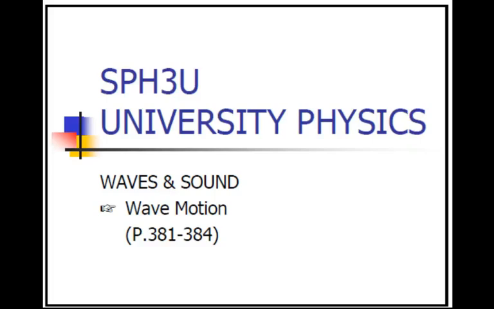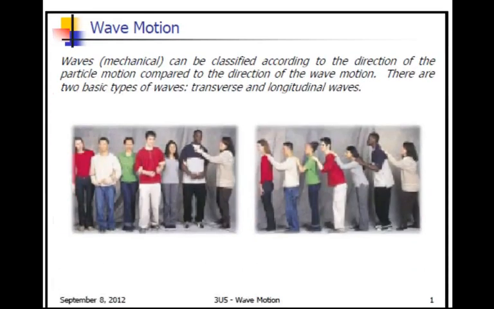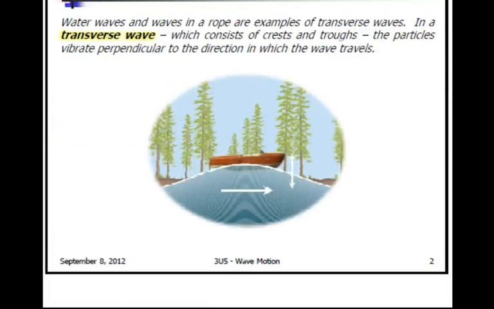Our second lecture in this unit is called Wave Motion. The mechanical waves can be classified according to the direction of the particle motion compared to the direction of the wave motion. So we have two basic types of waves, the transverse and the longitudinal waves. We won't look at torsional.